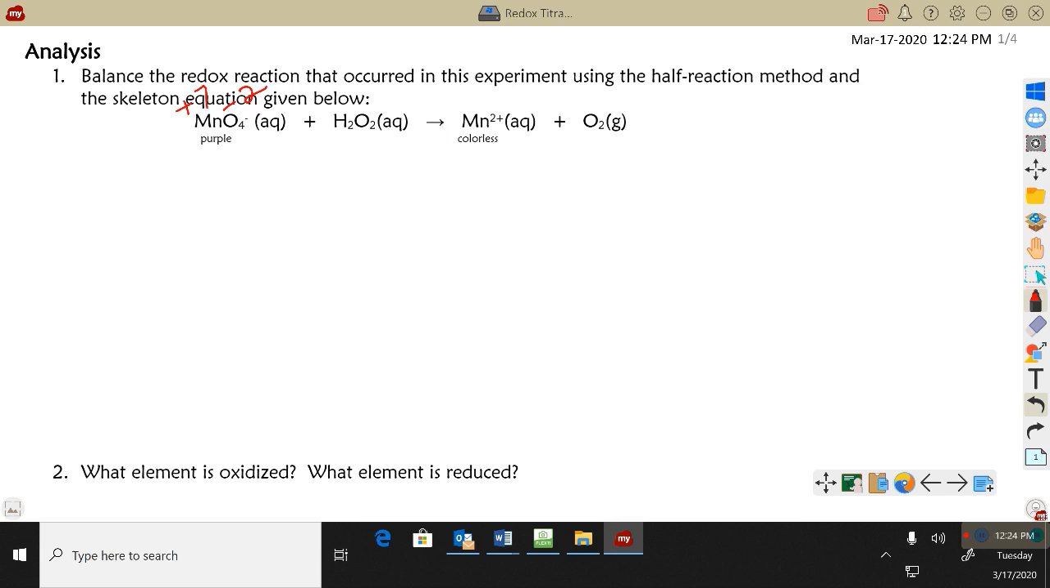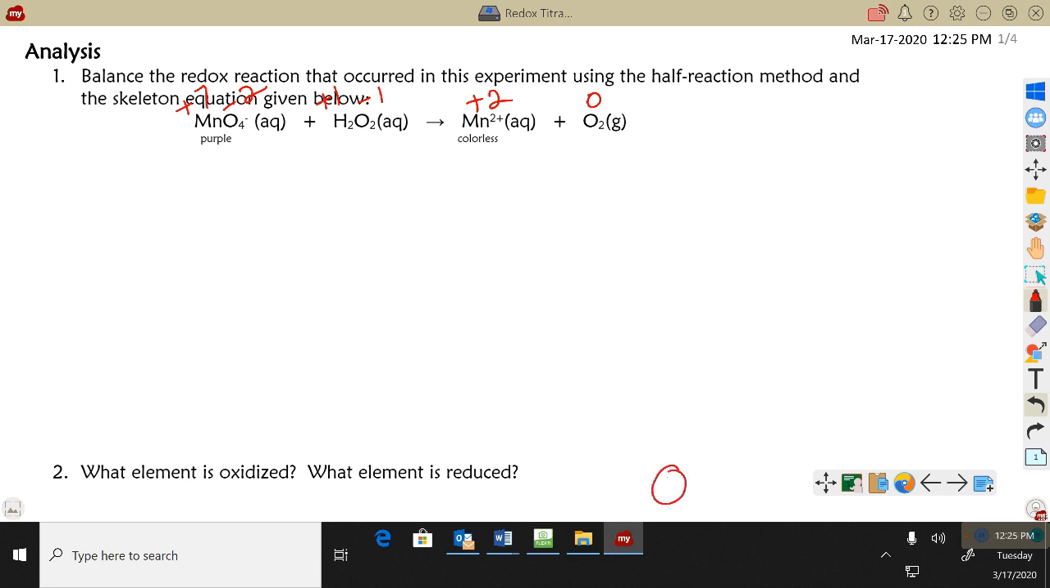Then oxygen is almost always -2, but there are 2 times when it's not. One of them is in peroxide, where hydrogen is always a +1, unless it's neutral, which means that my oxygen must be a -1. The manganese ion is just +2, that's its oxidation number. And the only other time when oxygen is not -2 is when it's all by itself as a diatomic element. Then it's a 0.